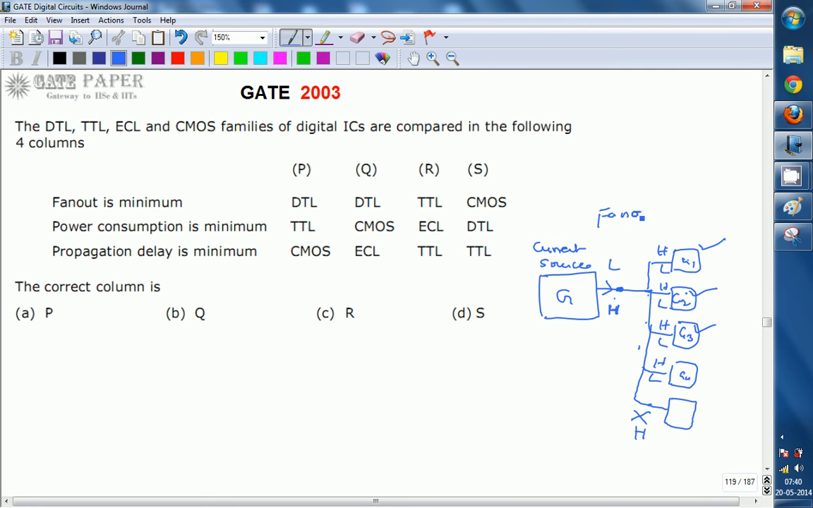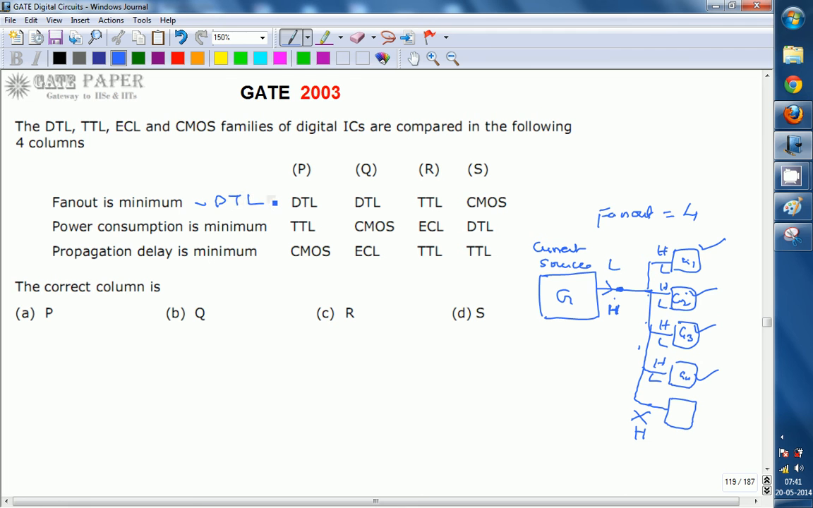So fan out for this case is going to be 4. You cannot connect the fifth one because it doesn't get sufficient drive current to maintain its input at logic high level. So fan out for this one is 4. The logic family with the lowest fan out is DTL. Fan out is minimum for the DTL.